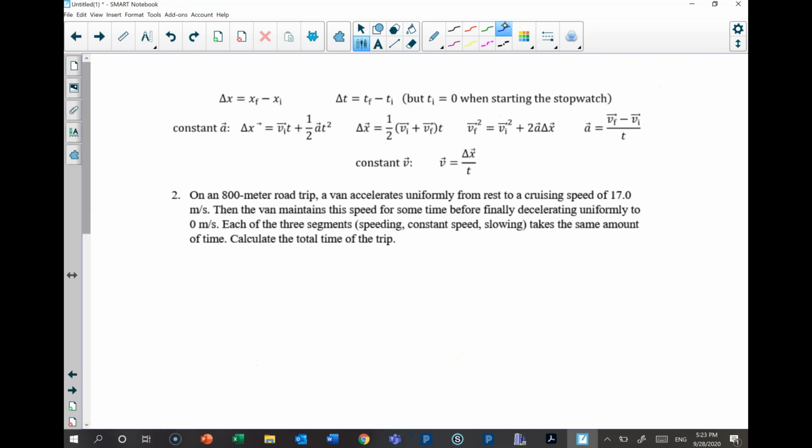On to the next one. There's an 800-meter road trip. A van accelerates uniformly from rest to a cruising speed of 17 meters per second. It maintains this speed for some time before decelerating uniformly to 0 meters per second. Each of the 3 segments, there's a speeding segment, a constant speed, and then slowing, takes the same amount of time. Calculate the total time of the trip.